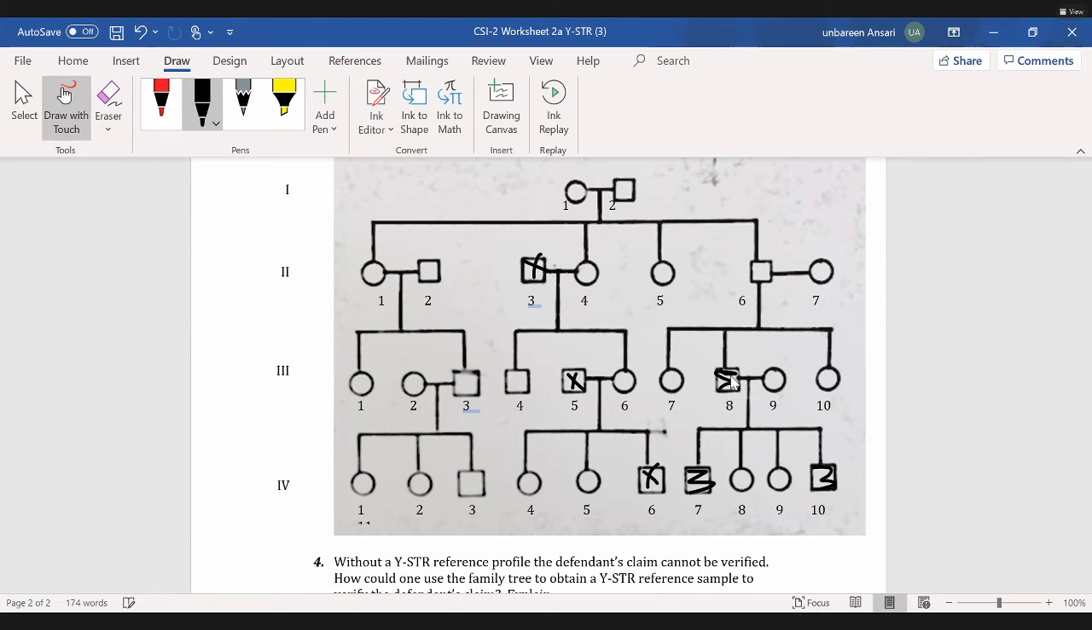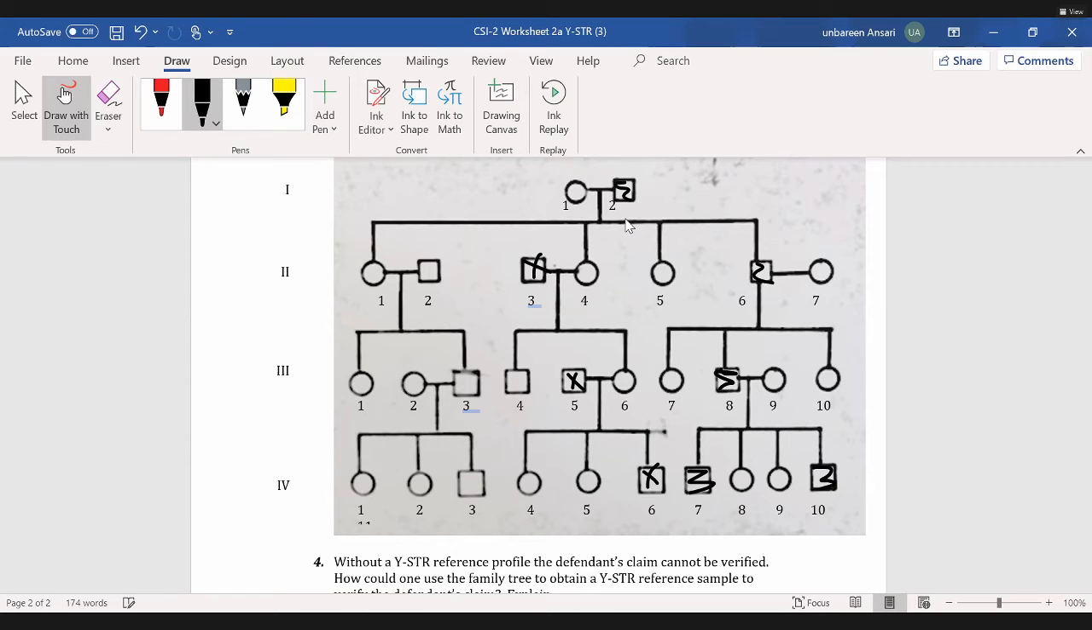Okay, where else? Where would you get this guy's DNA pattern from? 2-6. Yep, 2-6. Where else? 1-2. That's all that's being asked for. Can I ask a question? Yeah.